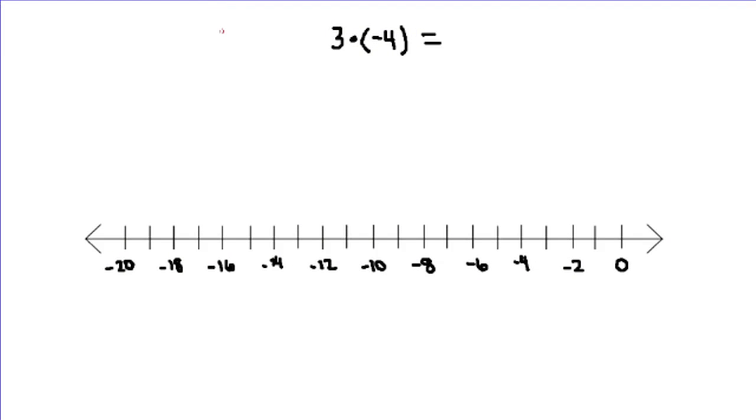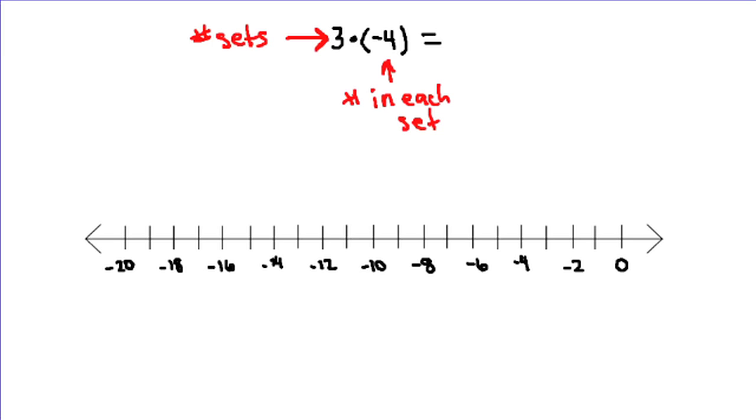Okay, in this video tutorial, we're going to explore how to multiply and divide integers. We're going to start by looking at the problem 3 times negative 4. To help us understand this, we're going to look at the group or set model of multiplication, where our first number tells us how many sets there are, and our second number is telling us the amount in each set.